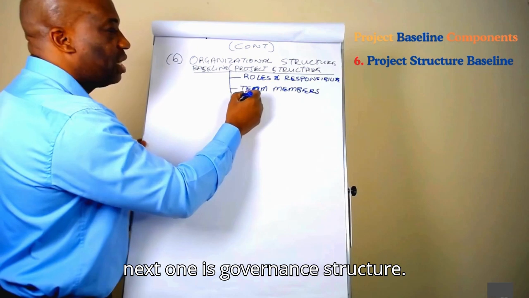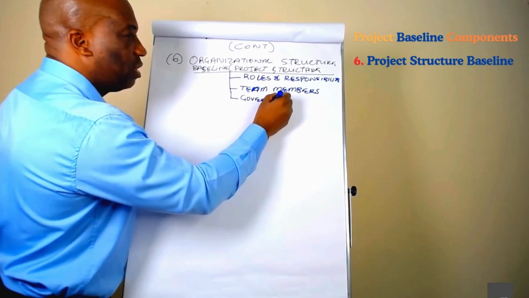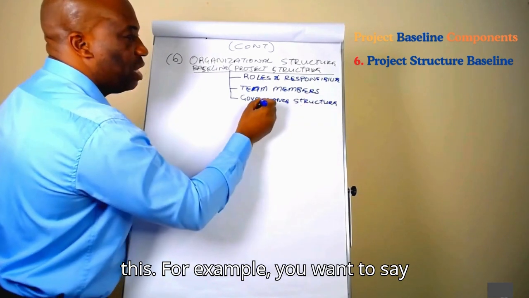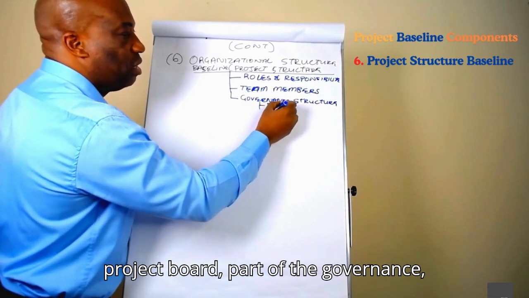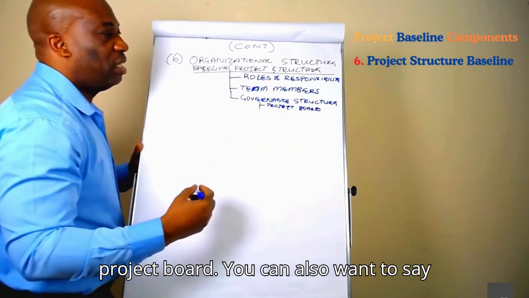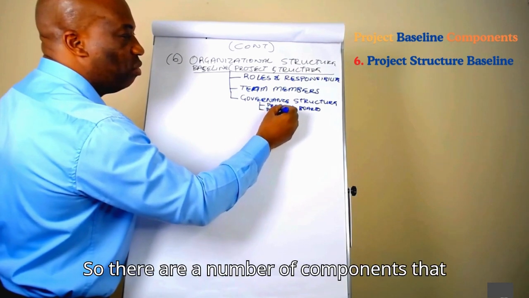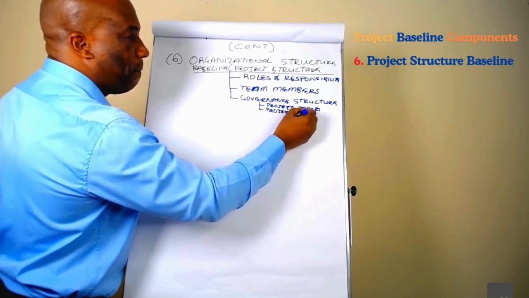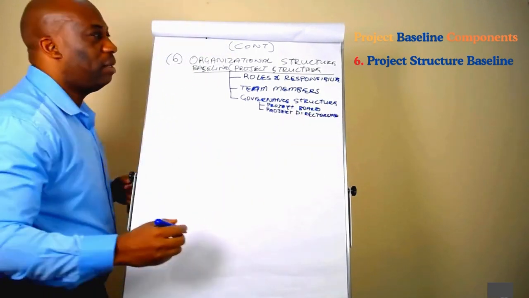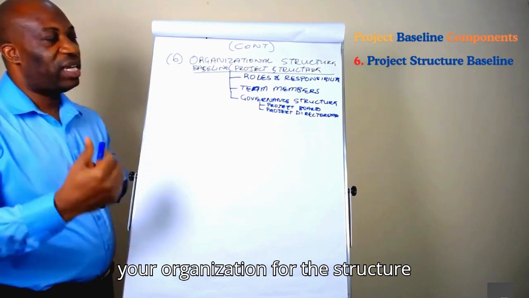Then the next one is governance structure. You also need to baseline this. For example, you want to say project board, part of the governance, project board. You can also want to say project directorship. So there are a number of components that you have to do. Project directorship. Okay. So you need also to baseline your organization or the structure of the project.